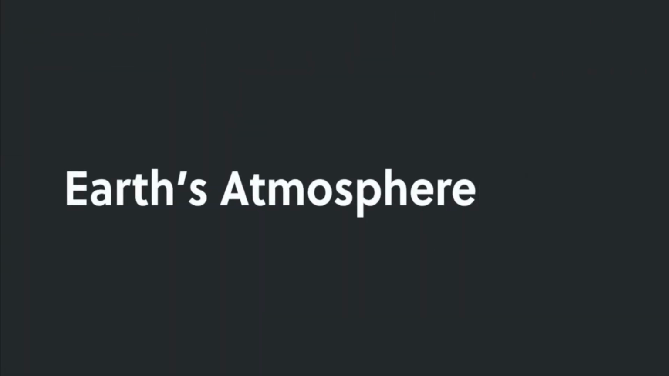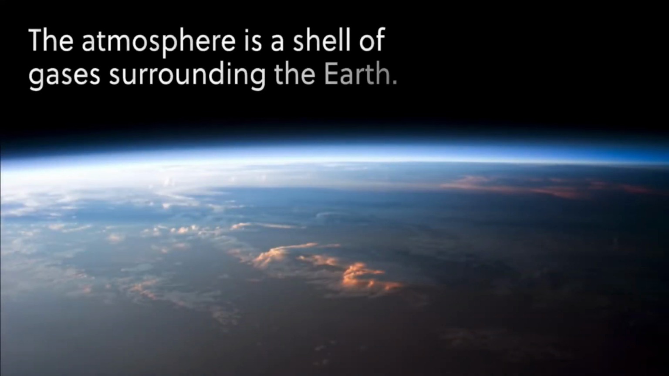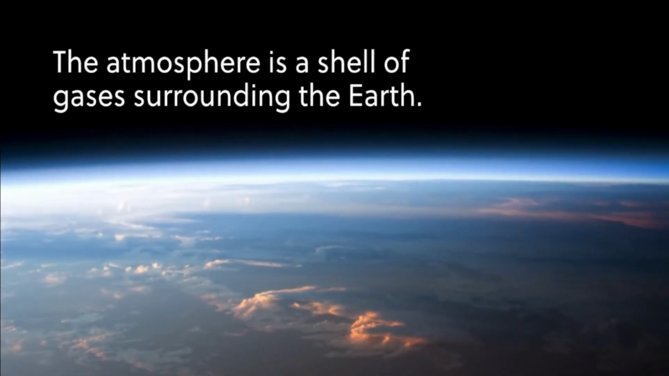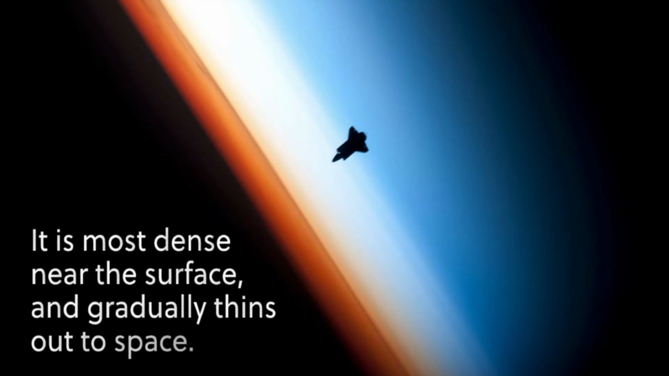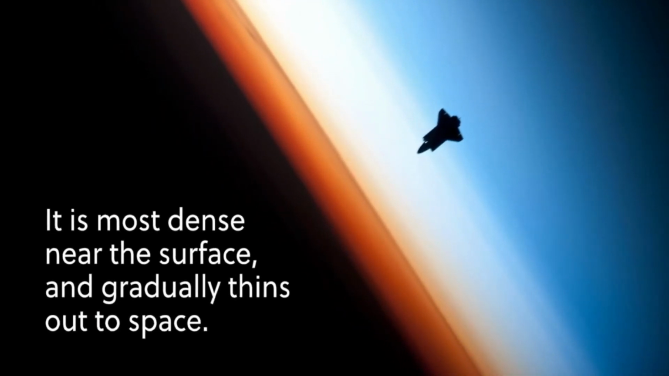Let's take a look at Earth's atmosphere. So what exactly is the atmosphere? We can define it as the shell of gases that surrounds the entire planet. This shell of gases is most dense, compact down near the surface, and as you go up through it out towards space, it gradually thins out.